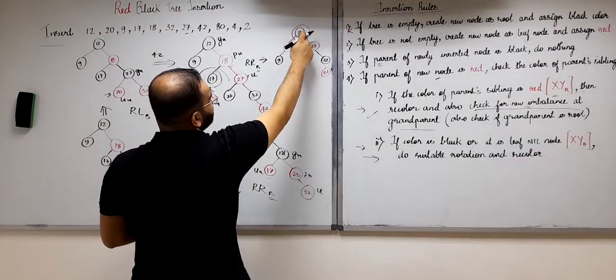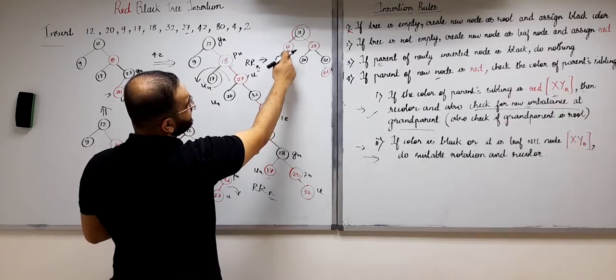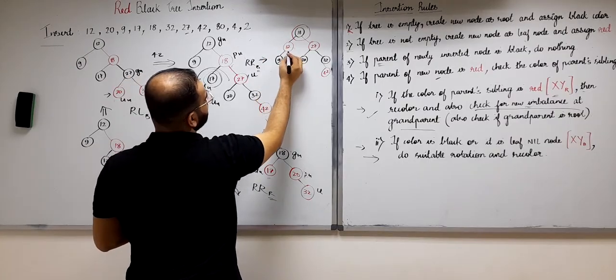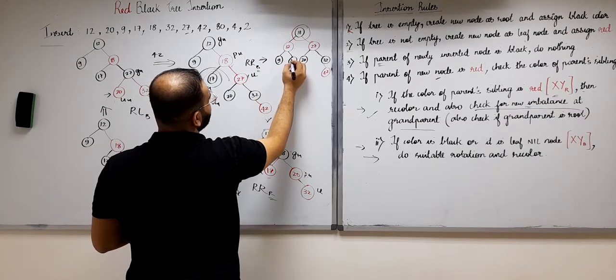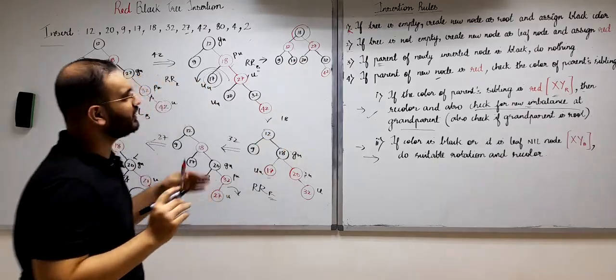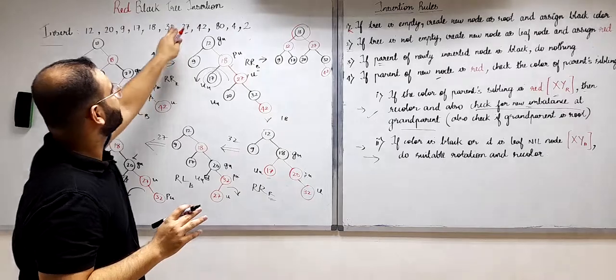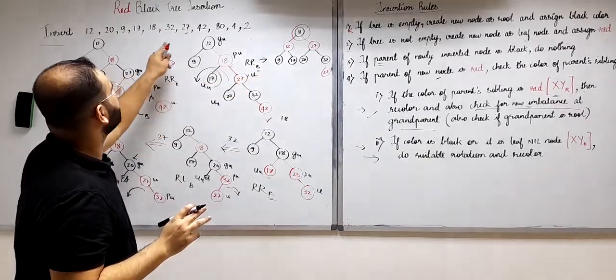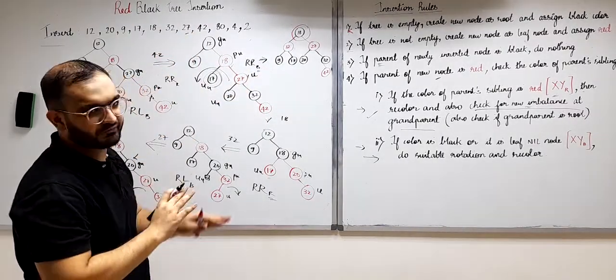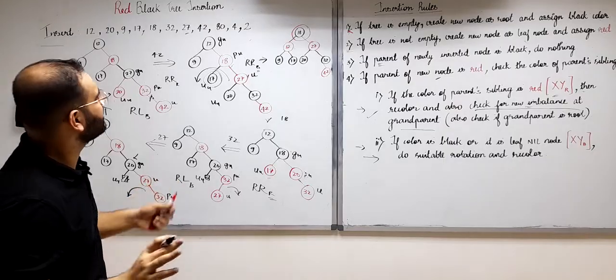So 17 is less than 18, so it will come on the left side. 17 is greater than 12, so it will come on the right side of 12. So after we perform rotation, this is what we will get after we have inserted 42. So 42 is successfully inserted right now.